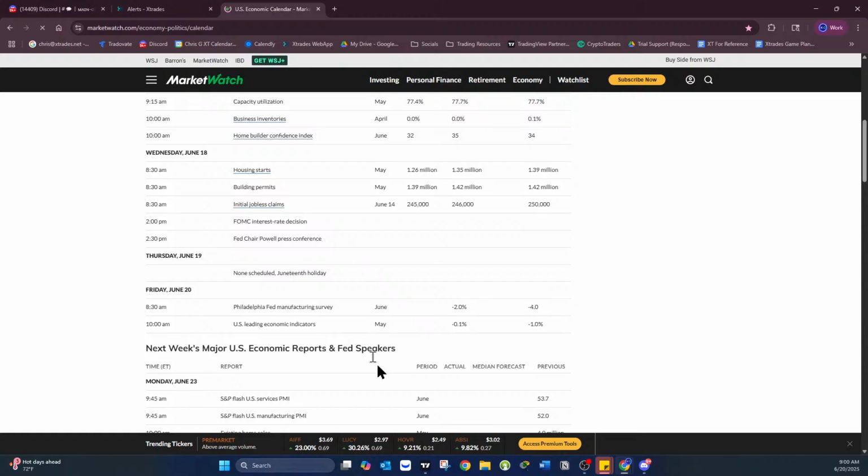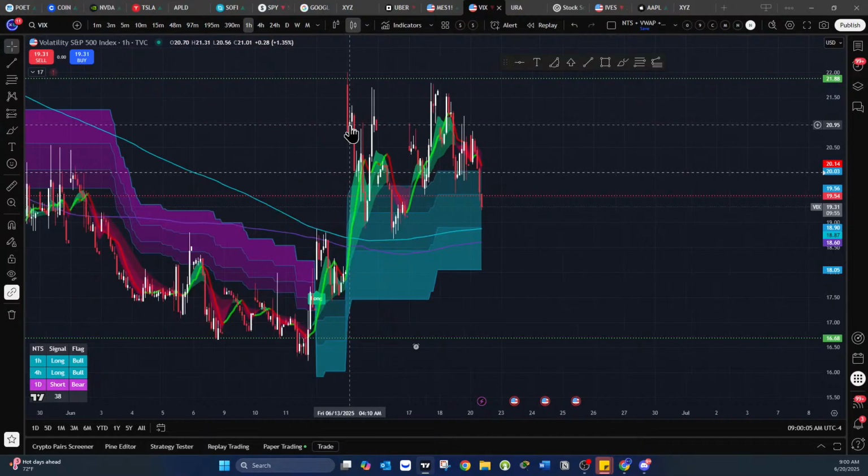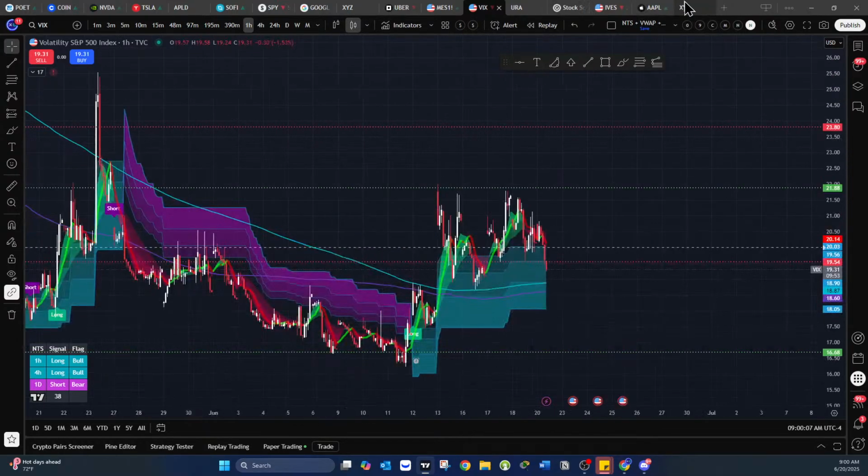Fire cap RCL. I haven't looked at this in a while, but cruise lines are really good names to trade during the summer. Kind of makes sense, right?